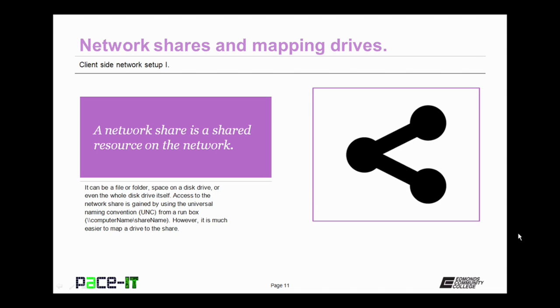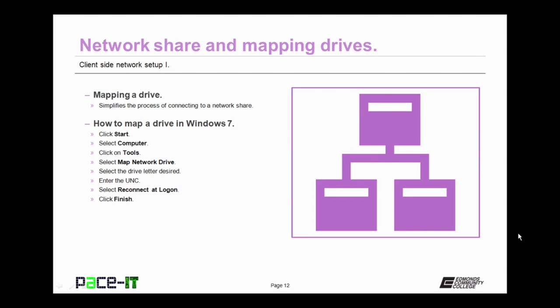It is easier, though, if you're going to connect to that network share on a regular basis to use drive mapping. Now, mapping a drive simplifies the process of connecting to network shares. So how do you map a drive to a network share in Windows 7? Well, you click on the Start button, then you select Computer, and then you click on Tools. From that drop-down, you select Map Network Drive. Then you select the drive letter that you want that network share to have. Then you enter the universal naming convention, the backslash backslash computer name backslash share name, and then you select reconnect at logon and then finish. From now on, you will have a shortcut link to that network share available from the desktop.